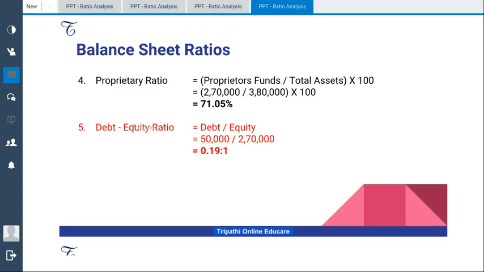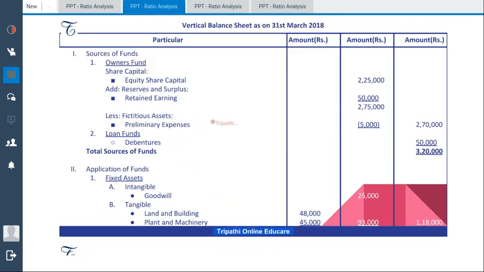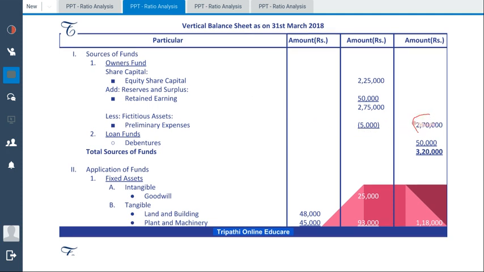So let us go for the next balance sheet ratio. The next balance sheet ratio is proprietary ratio. The formula is proprietor's fund upon total asset into 100. So here we require two items. One, proprietor's fund, and second, total asset for calculating proprietary ratio. So again, we will go to the balance sheet. So let us find out proprietor's fund. So proprietor's fund is 2,70,000.